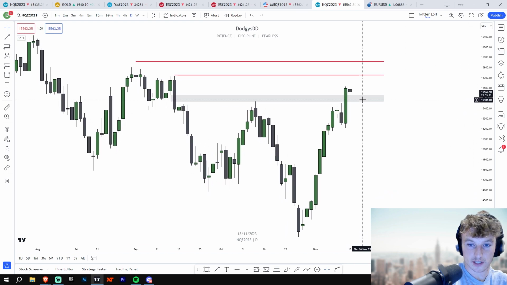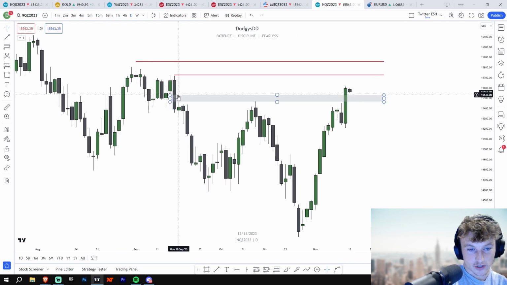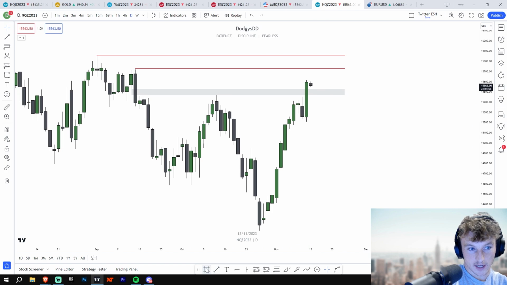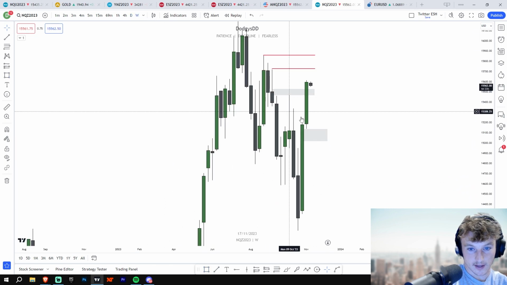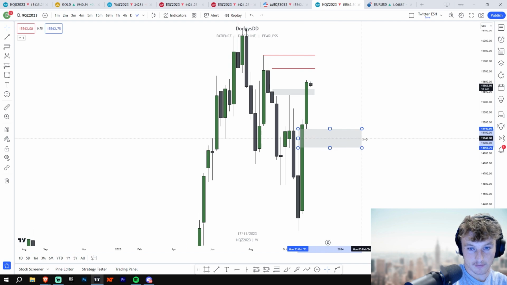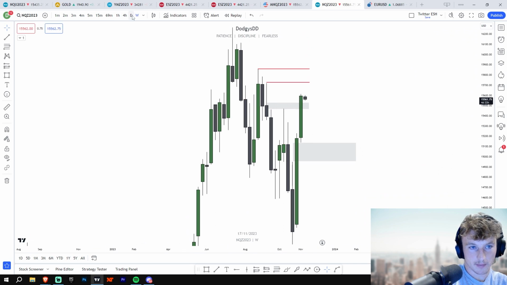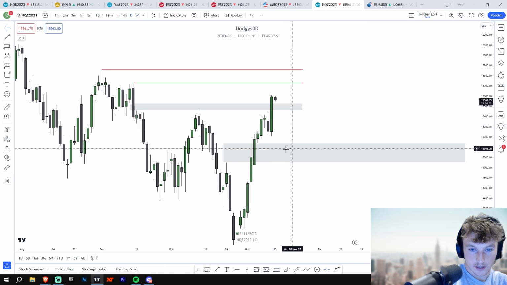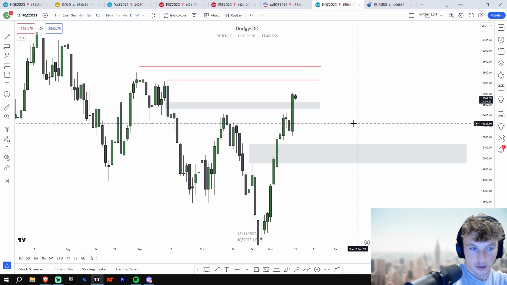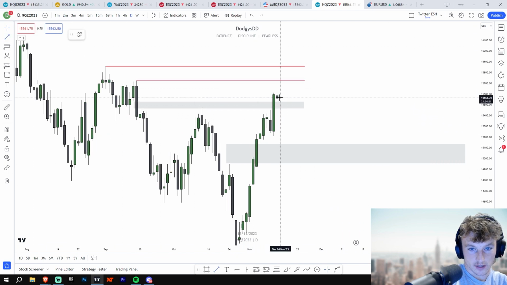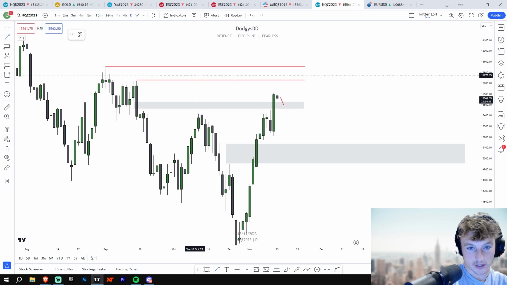For example, this week I have this drawn, but I understand there is a daily and a weekly fair value gap down here. So I'm going to have this drawn, but I'm also understanding there is stuff down here too. My two predictions are this. This is my number one prediction. This is what I think is going to happen.